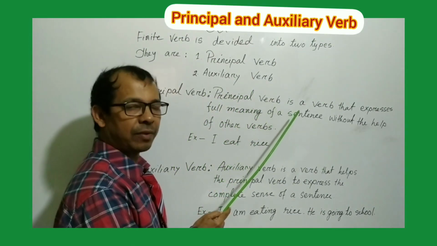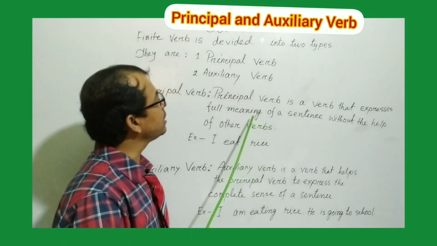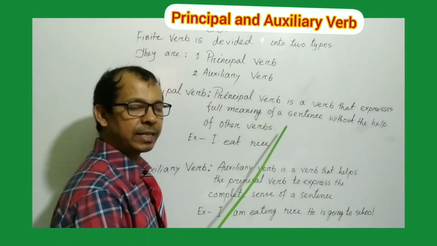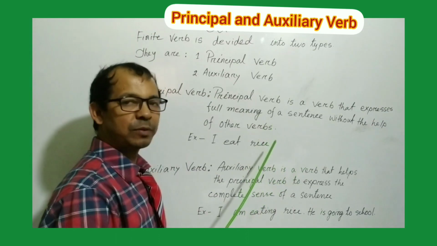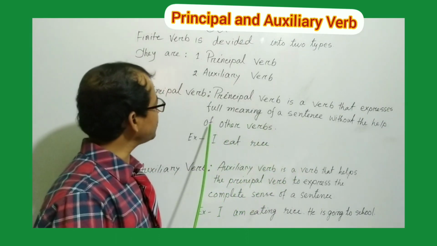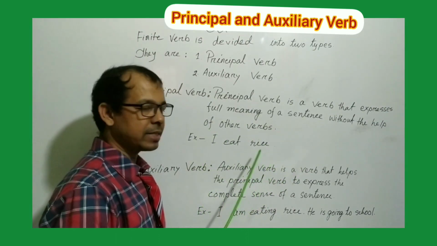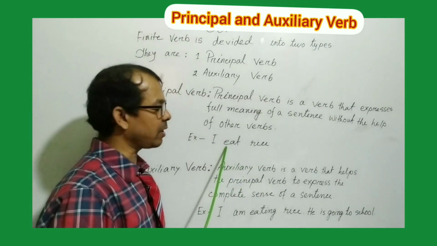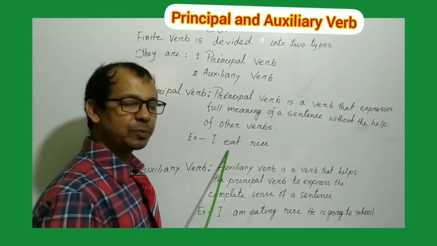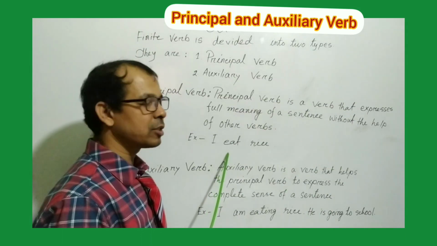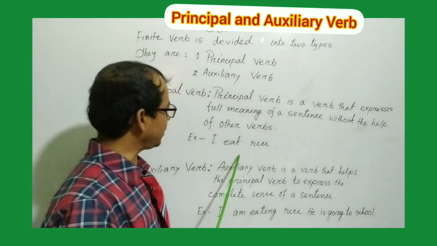Principal verb is a verb that expresses the full meaning of a sentence without the help of other verbs. As for example, I eat rice. Here eat is the principal verb. So here eat can express the full meaning of this sentence. So here eat is the principal verb.